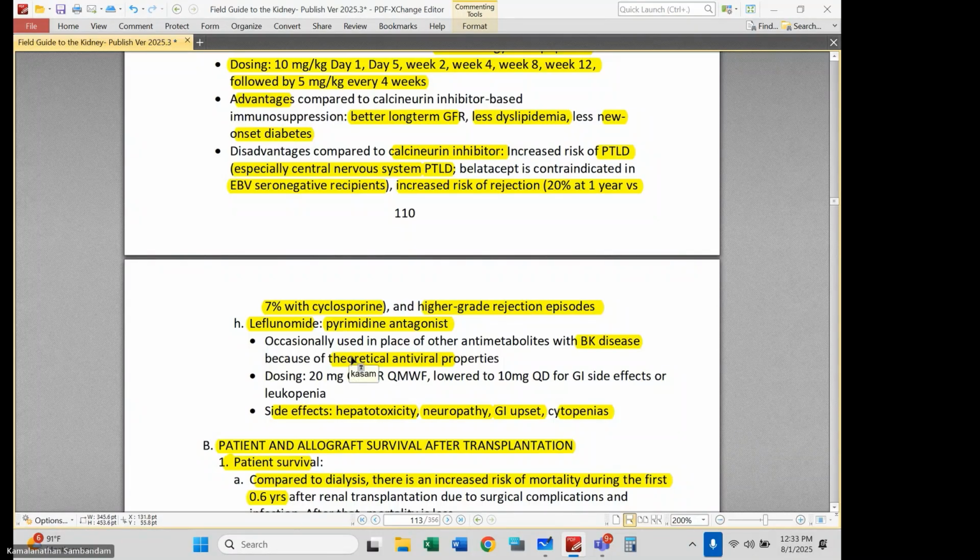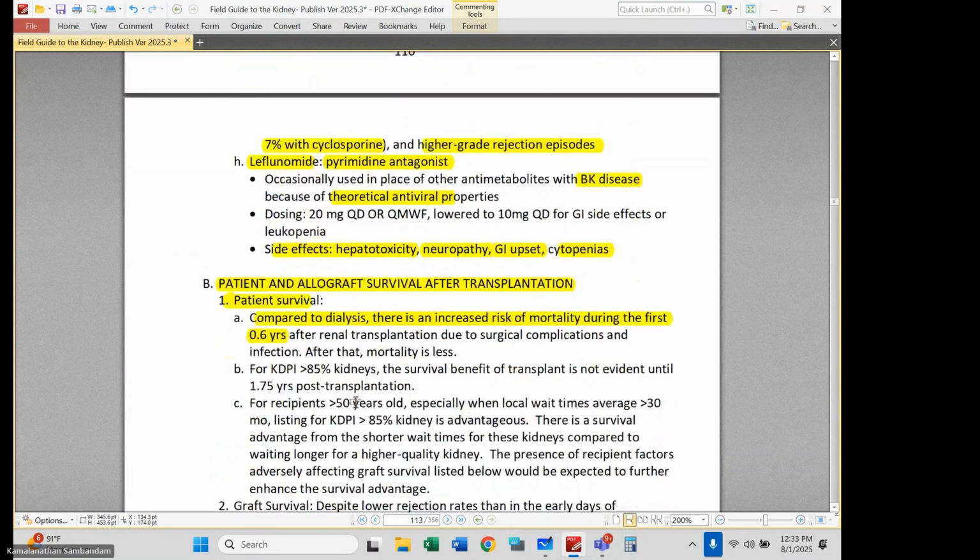Yeah, leflunomide was the last thing I heard, and then it went off after you started patient allograft survival. Okay. All right. So let's backtrack briefly. Remember again, as a generalist in nephrology, you need to be able to counsel about the big picture pros and cons of transplantation.